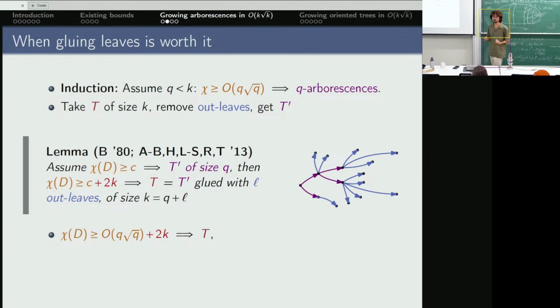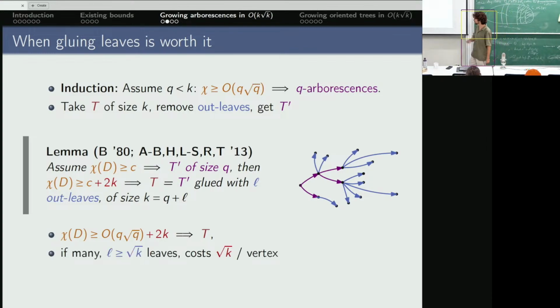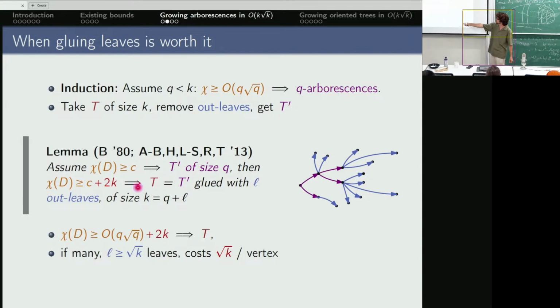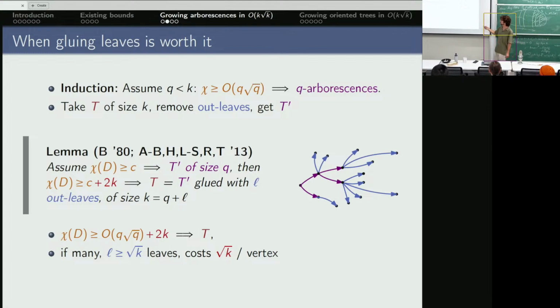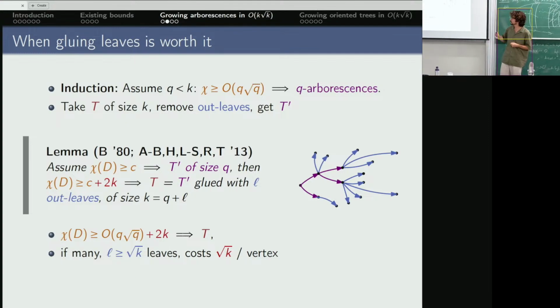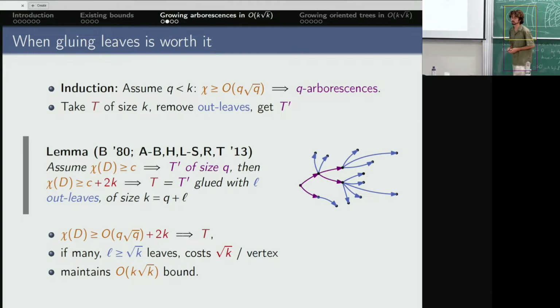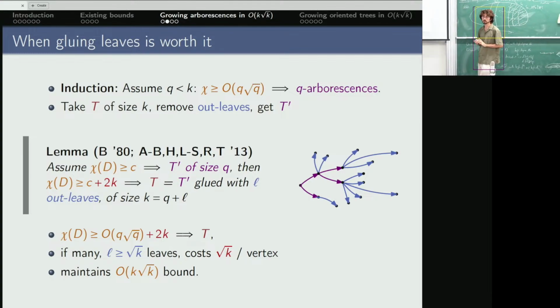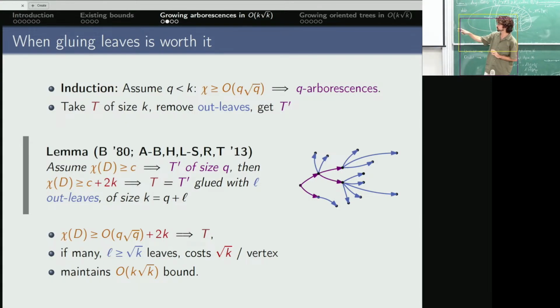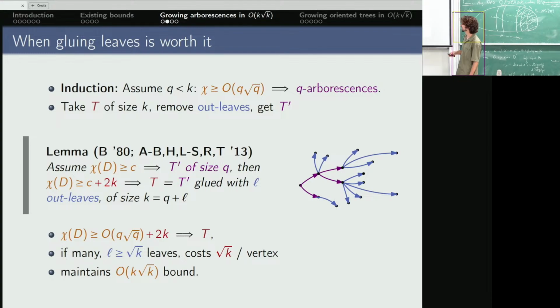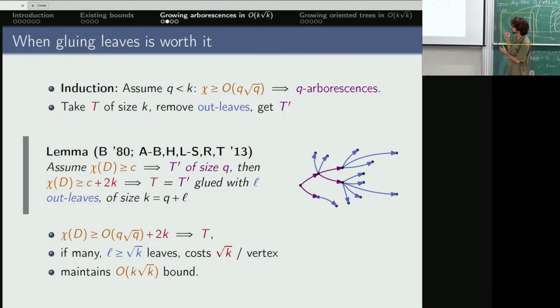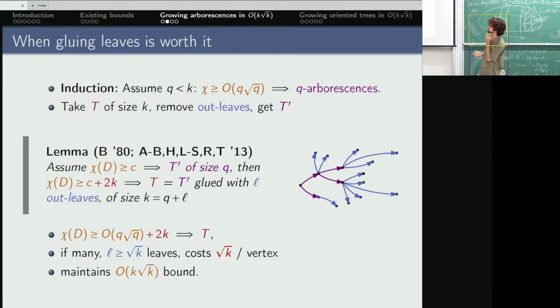So when does this preserve the k square root of k bound? Well, if you have many leaves, and now I mean more than square root of k leaves, this operation will cost you 2k, and you glue square root of k vertices. So the cost per vertex will be square root of k, roughly. And so if you have more than square root of k vertices to add, somehow the amortized cost is square root of k. So this will preserve your k square root of k bound. Right? So this is what I mean by many leaves. Is this okay? Just feel free to... I haven't written all the calculation, but I ask you to believe me. This is cheap. So if I have more than square root of k leaves, I know what to do to keep a k square root of k bound.